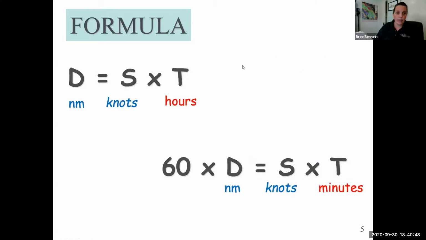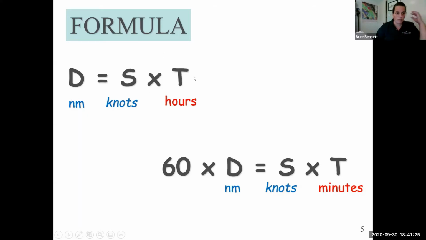Okay, so we have 2 basic formulas when we're talking about distance, speed, and time. So our basic formula is D for distance, and we measure that in nautical miles, is equal to knot times time, or hours. So speed times time equals our distance. If you're driving down the highway going 60 miles per hour for 2 hours, how far would you go? You multiply those and you get 120 miles.